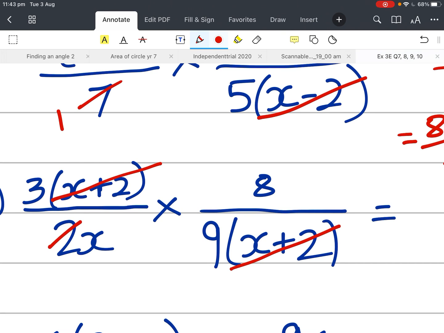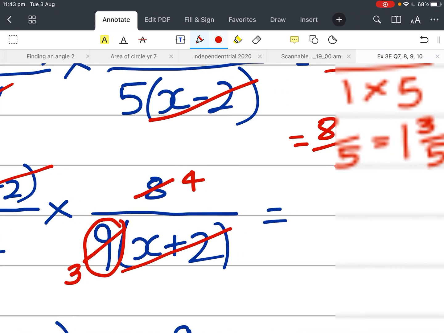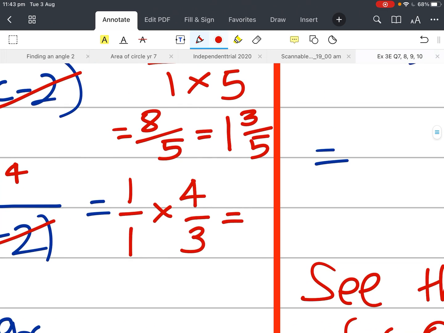How many 2s go into 2? Hopefully you said 1. How many 2s go into 8? Hopefully you said 4. Now I've also got a 3 and a 9 here, and I know that 3 goes into 9. So I'm going to cancel those out. 3 goes into 3 once. 3 goes into 9 3 times. That leaves me with 1 over 1 times 4 over 3, which hopefully you know is 4 over 3.